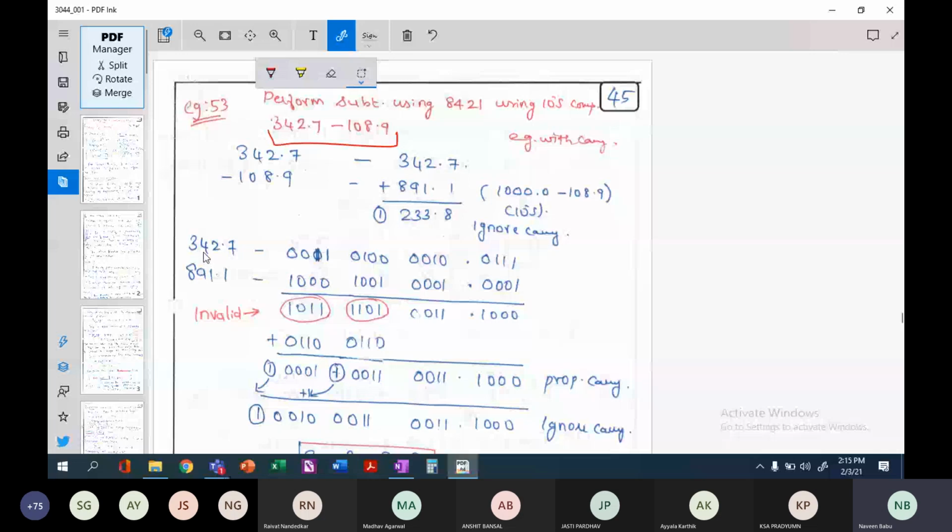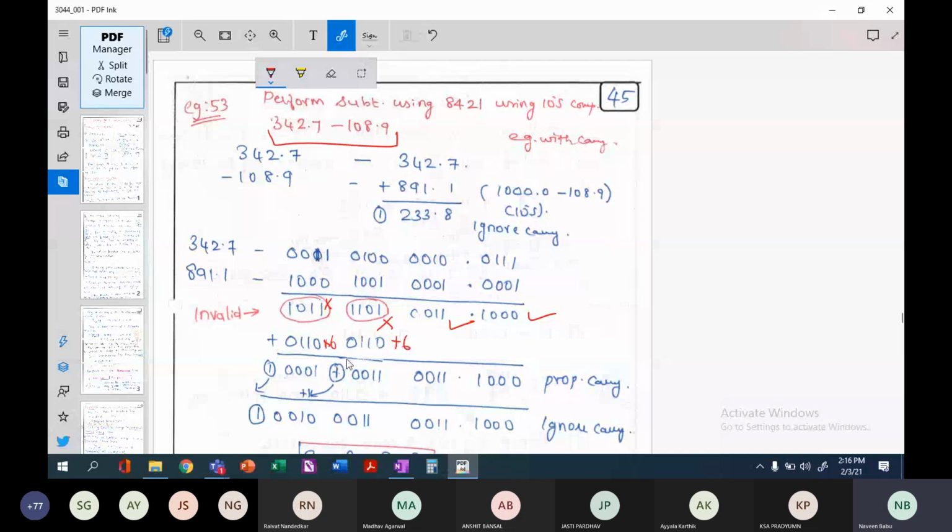Okay. So we will take the tens complement, 891.1, and we'll take the BCD numbers of 342.7. 891.1 is already the tens complement. So let us take the BCD of this. So 7 plus 1 is 8. So this is a valid code. This is a valid code. 2 plus 1 is 3, valid code. 4 plus 9 is 13. This is an invalid code. 3 plus 8 is 11. Again, this is an invalid code. So what do we do? We add 6 to it.